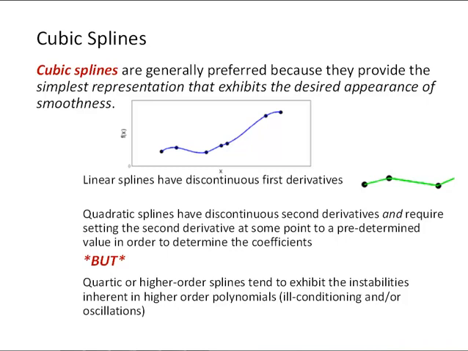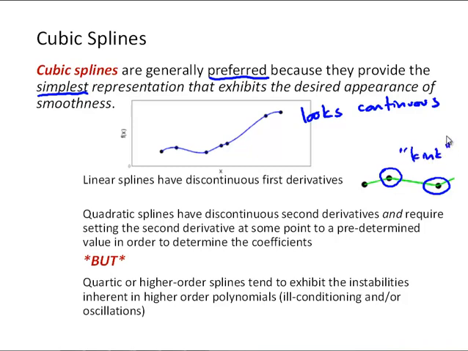So in general, cubic splines are preferred, and that's because they provide the simplest representation that exhibits the desired appearance of smoothness. So we get a nice smooth function that looks continuous, but it doesn't have the oscillations that we get from higher order functions. If we used a linear spline, we've got discontinuous first derivatives. So at each of the knots, we have a kink in the spline.